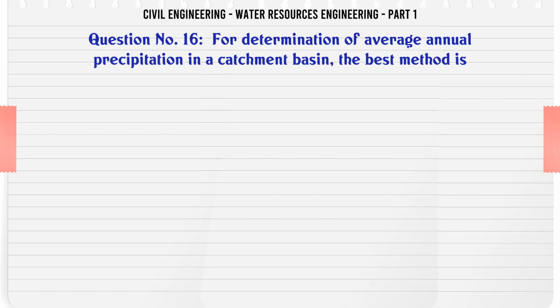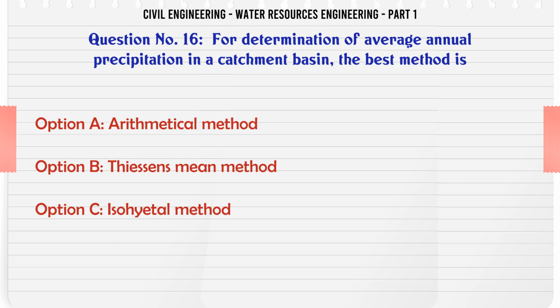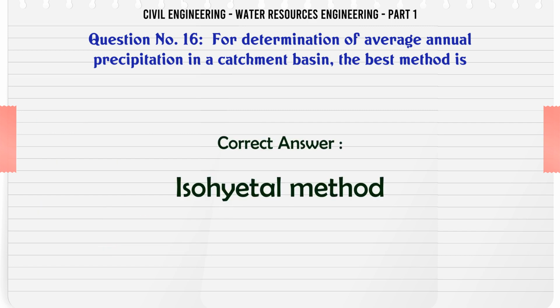For determination of average annual precipitation in a catchment basin, the best method is A. Arithmetical method, B. Thiessen mean method, C. Isohyetal method, D. None of these. The correct answer is isohyetal method.